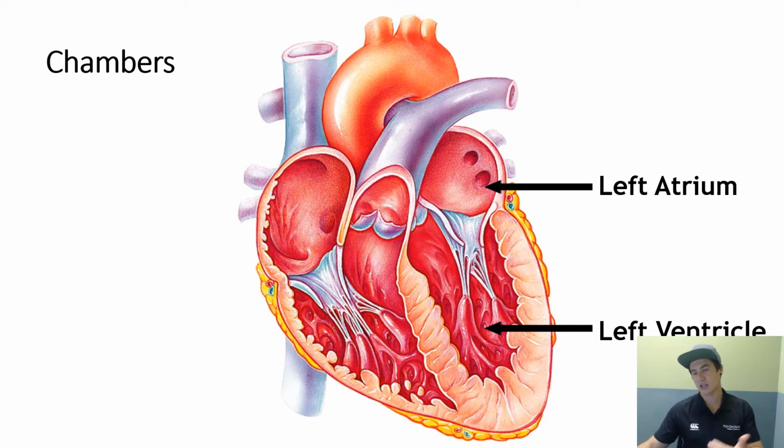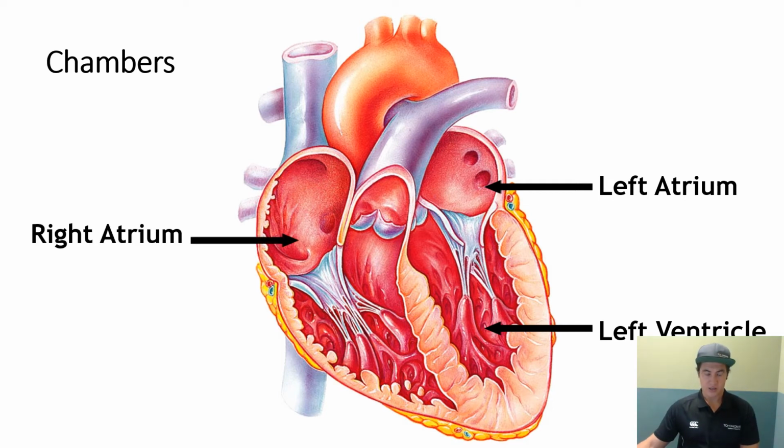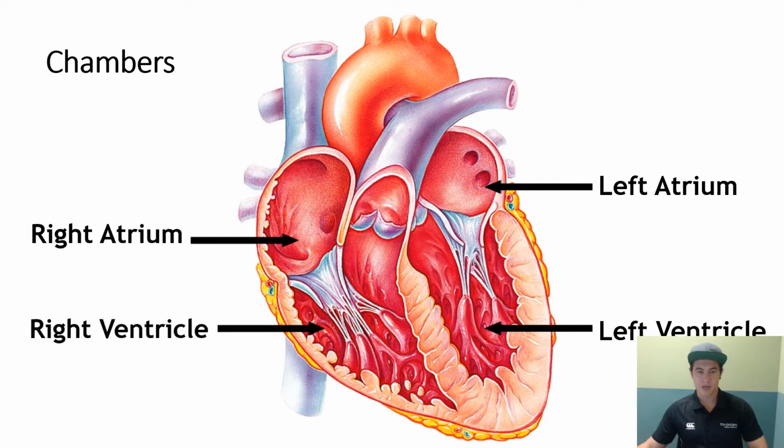And the left side always deals with oxygenated blood. So that's why this left ventricle muscle wall is quite thick, because it's pumping oxygenated blood around the body. On the other side, we have our right atrium and our right ventricle. So this side of the heart deals with deoxygenated blood, or blood that's coming from the body, and this ventricle wall isn't as thick because it's going to send its blood to the lungs, which are just next door, so it doesn't need as much force to get to where it's going.